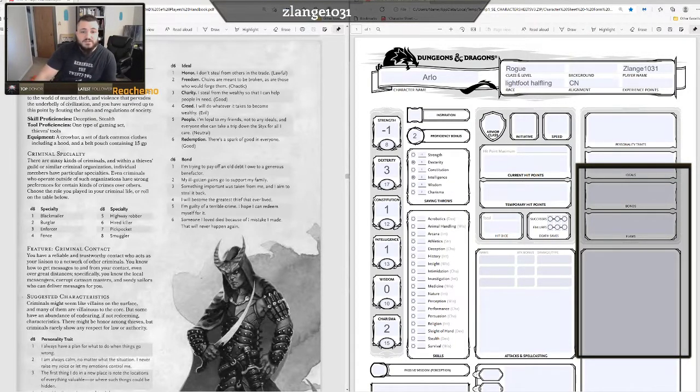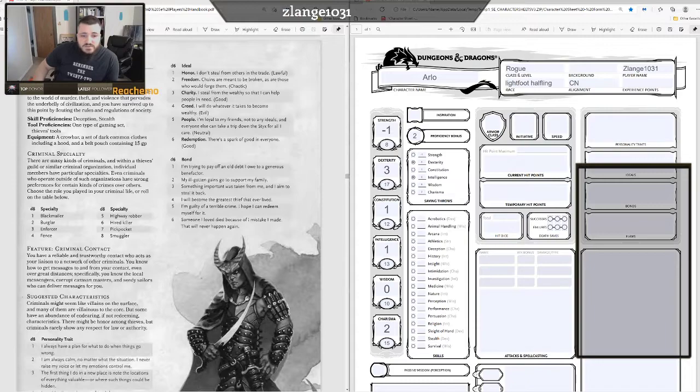You're an experienced criminal with a history of breaking the law. Nothing new there. I mean, that's pretty roguelike. Skill proficiencies: deception, which is lying, and stealth. You're proficient with one type of gaming set and thieves' tools. The only downside is, I'm pretty sure you get thieves' tools expertise from being a rogue in the first place, but we'll take a look at that.